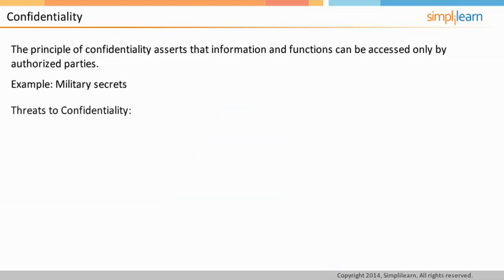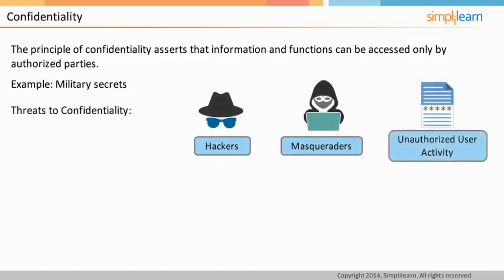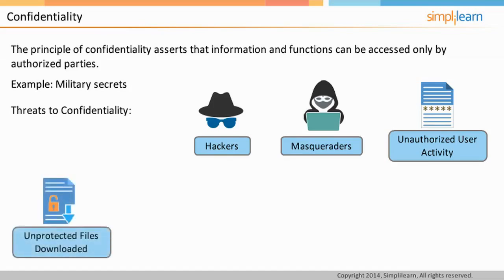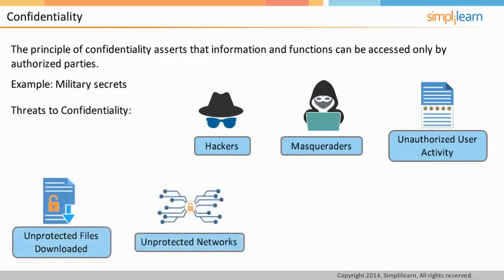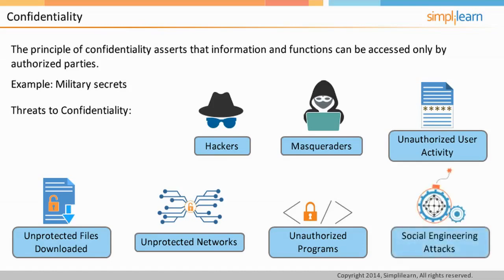Threats to confidentiality are from many sources. Hackers and masqueraders compromise the confidentiality of the data. Any unauthorized user activity can also compromise the confidentiality of information. Other threats to confidentiality are unprotected downloaded files, unprotected networks, and unauthorized programs like Trojan horses and viruses. Social engineering attack, which uses social skills to obtain information, is another threat. The next screen will focus on integrity.